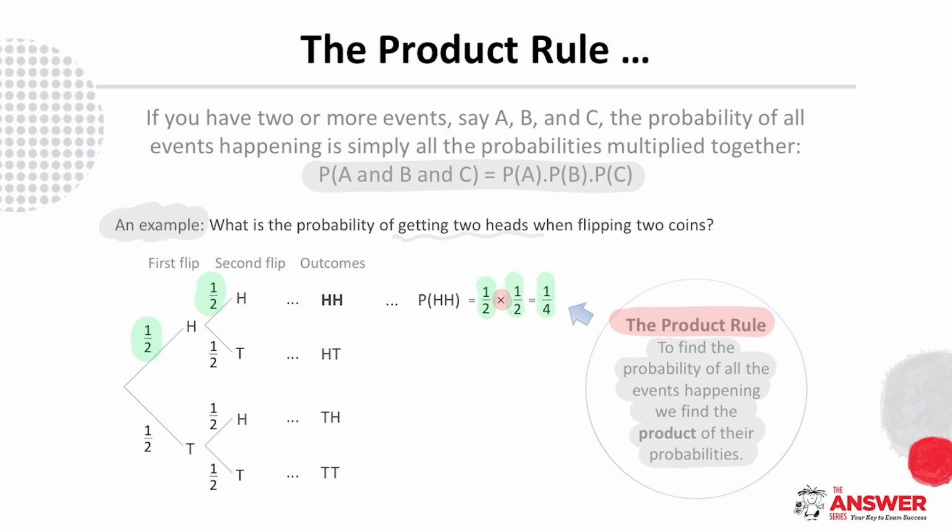And if you remember from the previous slide, the outcome of 2 heads when we were focused on the outcomes was 1 of the 4 possible outcomes. And so these two methods correlate, which is great news, because when the scenario gets more complex, we know we can rely on the product rule.